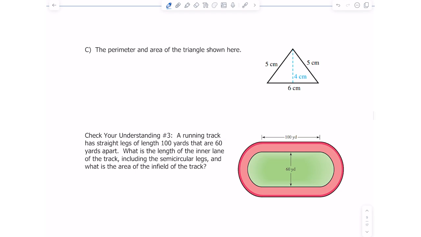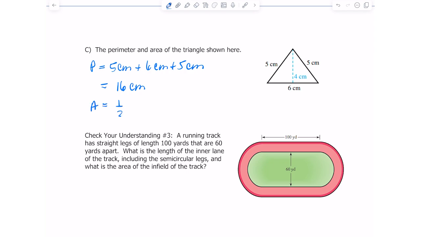Here we have a triangle. So to find the perimeter of a triangle, I'm just going to add the sides. I've got 5 centimeters plus 6 centimeters plus 5 centimeters. And if I add them, I get 16 centimeters for my perimeter.